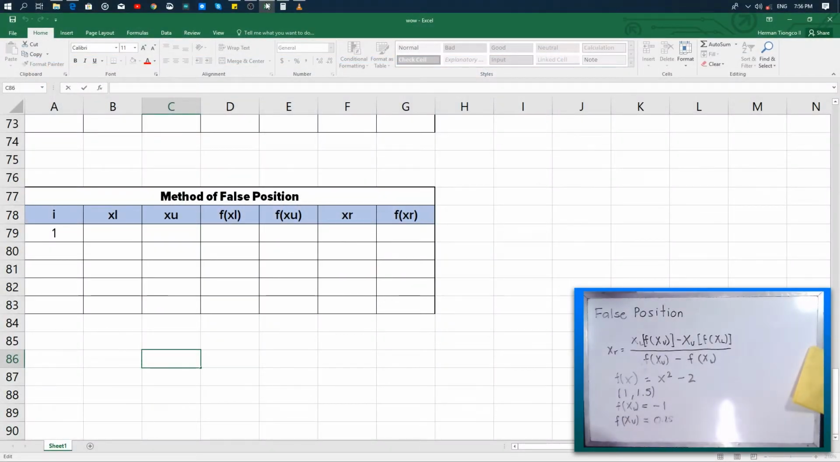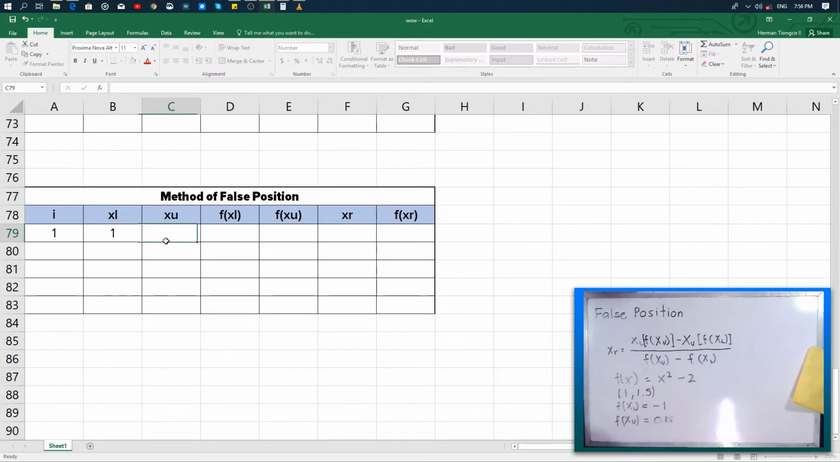What you see on your screen right now is the table that we'll be using as we go on solving using the method of false position. So we could clearly see the values and the iterations that we will be doing. We have already solved for x sub l, x sub u, f of x sub l, and f of x sub u. So we might as well put the values there.